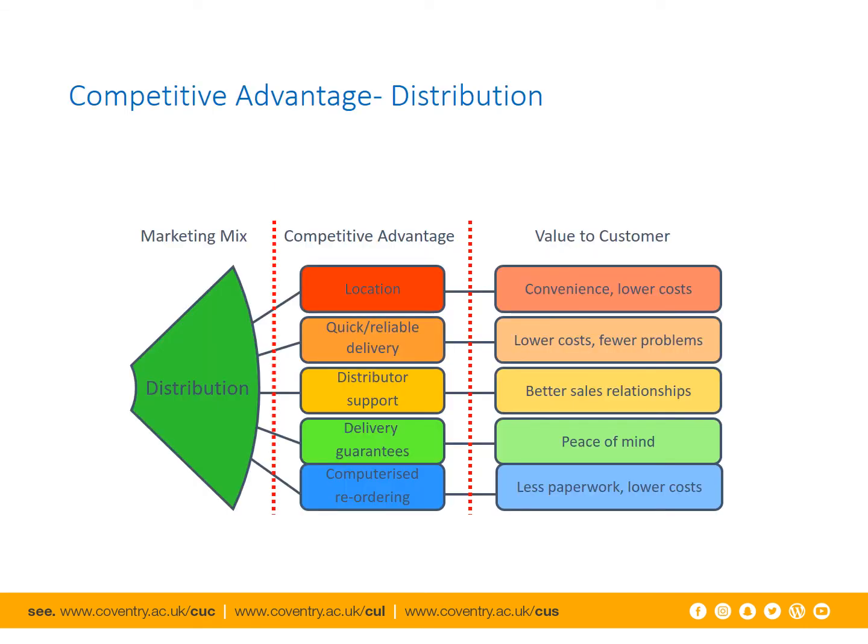So if we look at competitive advantage in terms of distribution, one of the 4 Ps, what location can give you the competitive advantage? Is there quick, reliable delivery? What about distributor support or delivery guarantees or computerized reordering systems, which can gain you competitive advantage and value to the customers? Location gives convenience and lower costs, quick and reliable means fewer problems. Distributor support means better sales relationships, delivery guarantees give peace of mind, and computerized reordering means less paperwork, lower costs, less things to think about.